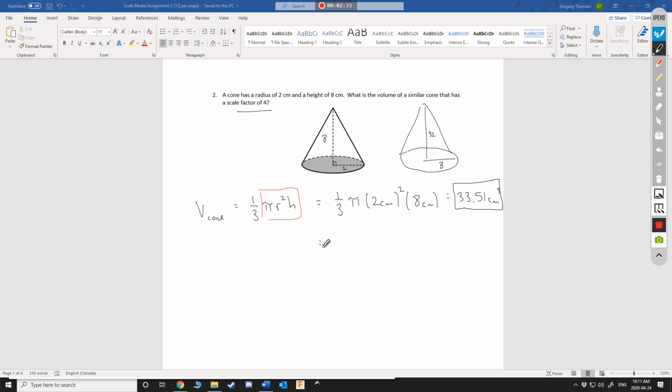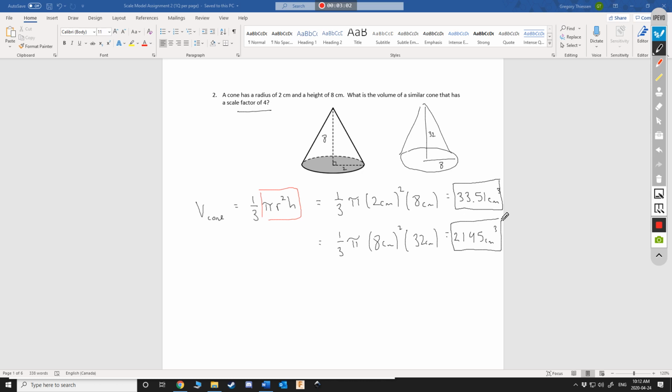So if we want, all we need to do here is replace, okay, our new radius is 8 centimeters, so we're going to use 8 centimeters squared, and our new height is 32 centimeters. Now we can just plug this in. Pi multiplied by 8 squared multiplied by 32, divide that by 3, we get a volume of 2,145. I'll round it at the 1 digit. That is our volume of the cone. So technically we are done at this point.